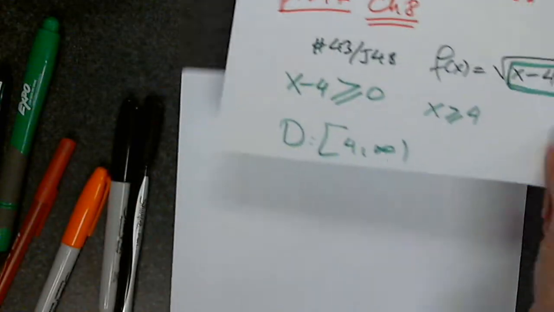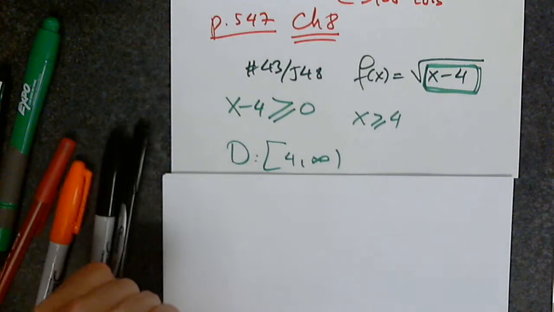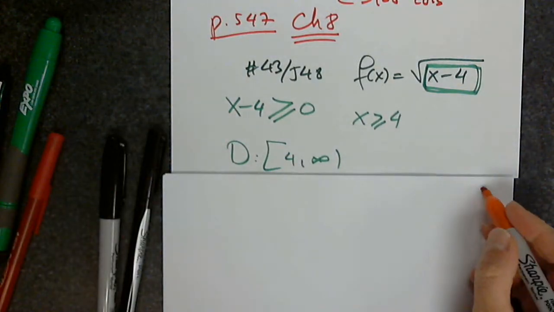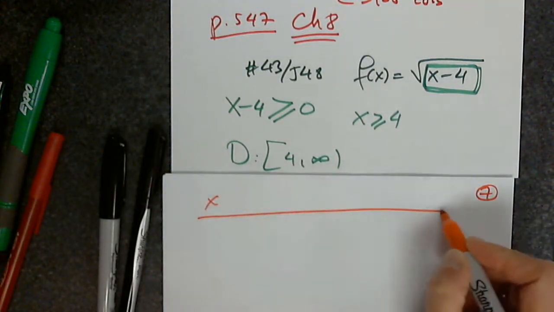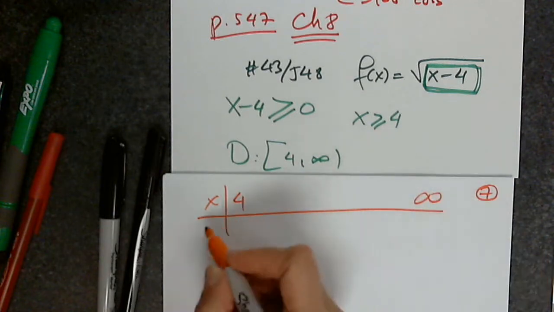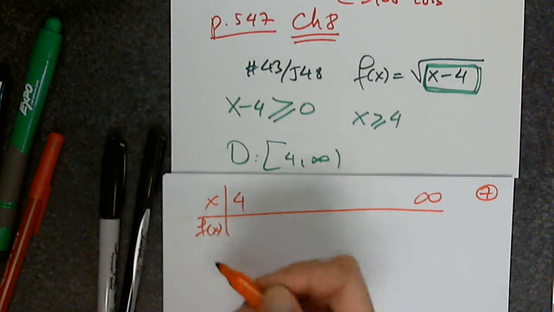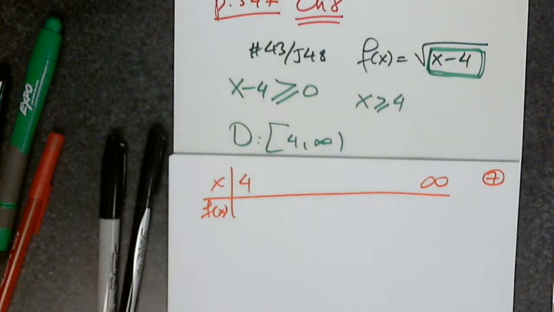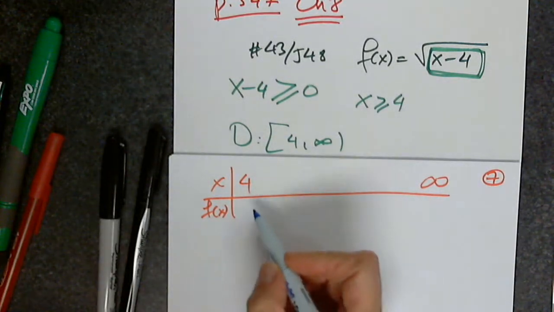Okay, so in my chart, the table of ordered pairs, I will start with 4 and go to infinity. I will pick some x values, something easy that I can easily plot. So what will that be? 4 is mandatory. 4 must be in the chart, and I have to plug it in. What do I get?